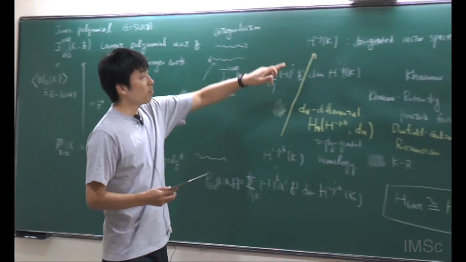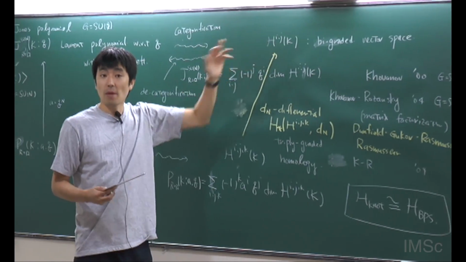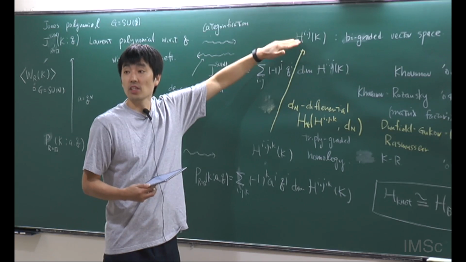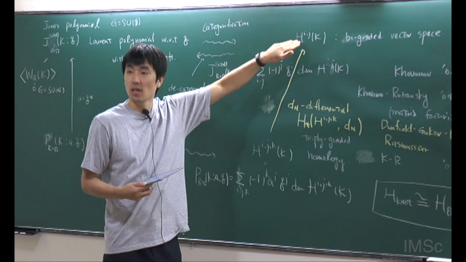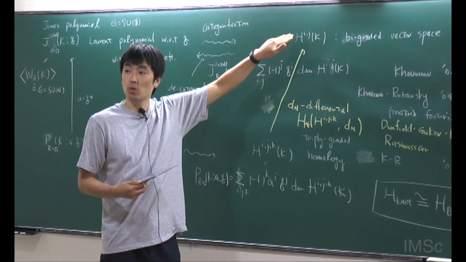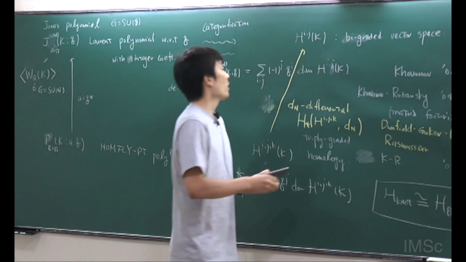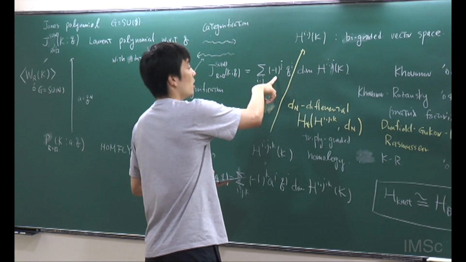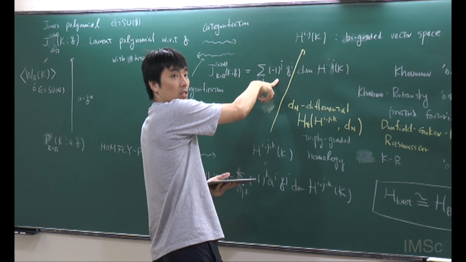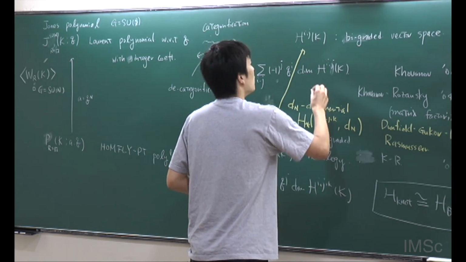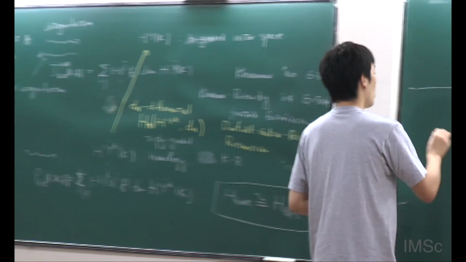This vector space itself, in the construction I'm going to explain, is not invariant. This vector space is invariant under Reidemeister 2 and Reidemeister 3. So instead of taking the Q-graded Euler characteristic, you can consider the Poincare polynomial.